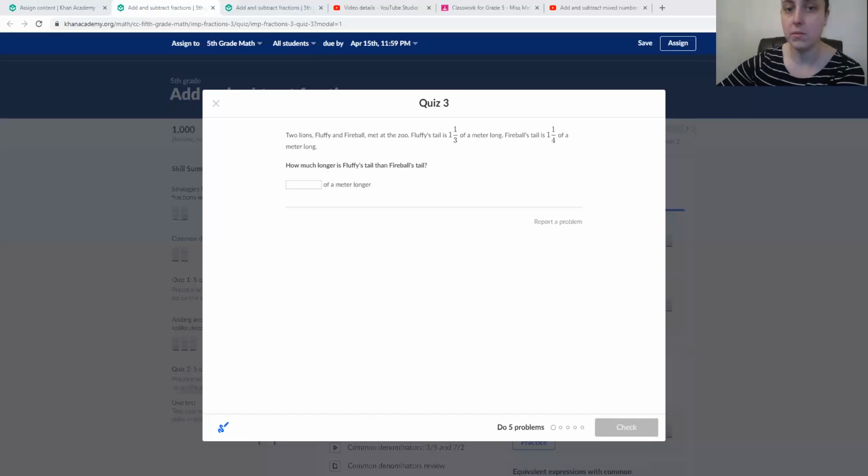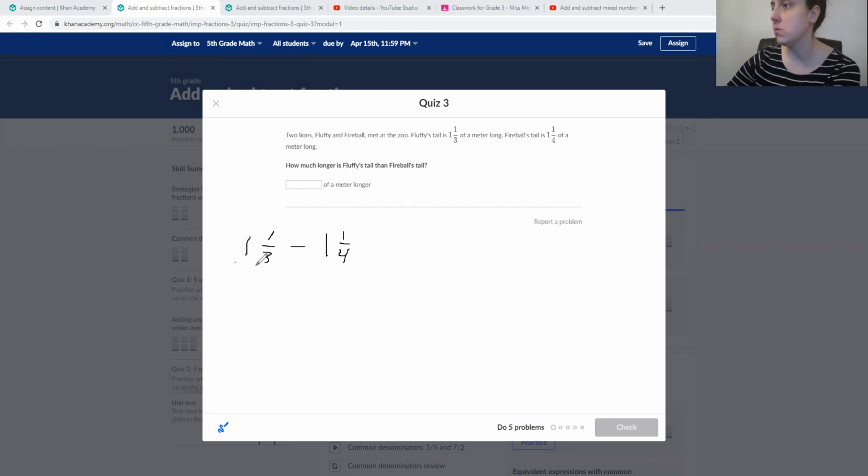Okay, so let's see if I can just write right on here. I think I can. So Fluffy's tail is 1 1/3. We're writing sideways here. And Fireball's tail is 1 1/4. So we're going to subtract 1 1/4.